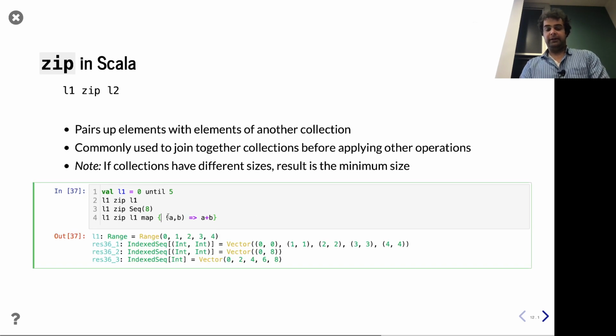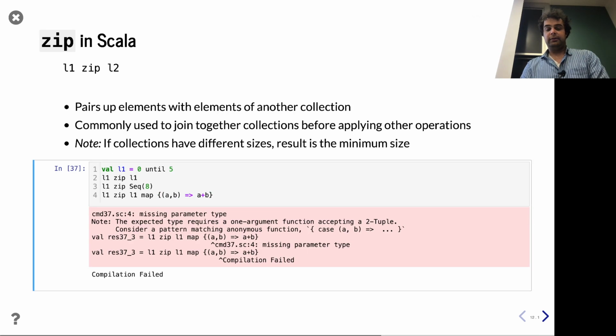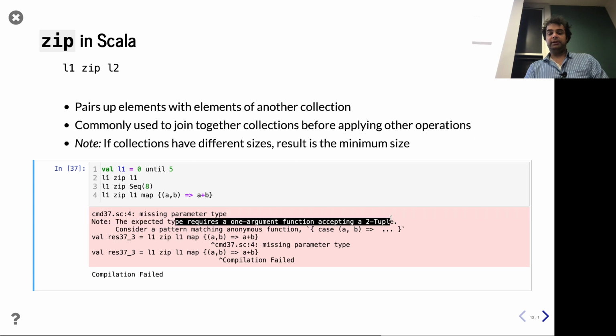If I left out this case, we can see the error message it gives us. Right, and you see, yeah, it requires a one argument function, accepting a tuple for two things. And hey, the compiler message again is so good now it even tells me, did you mean to put case there, right?